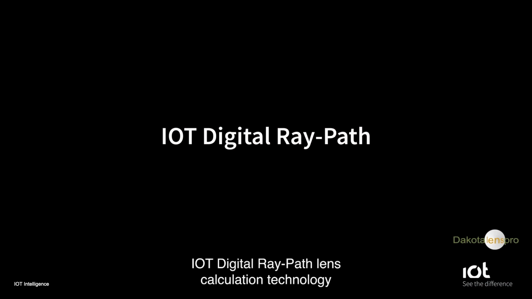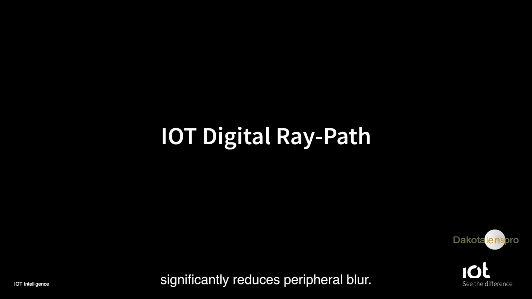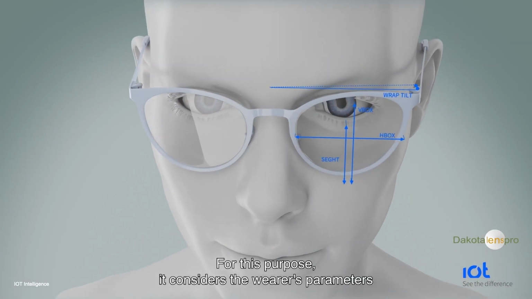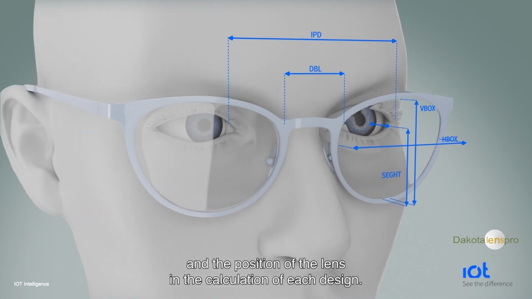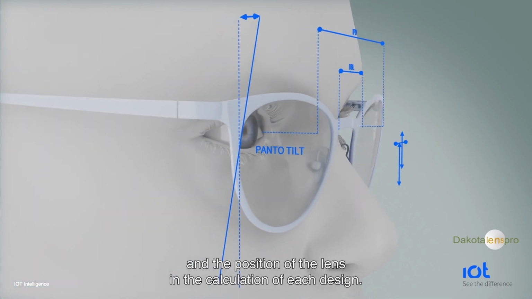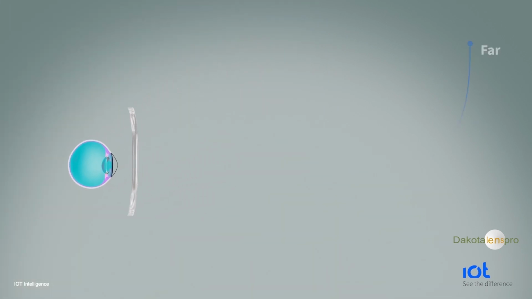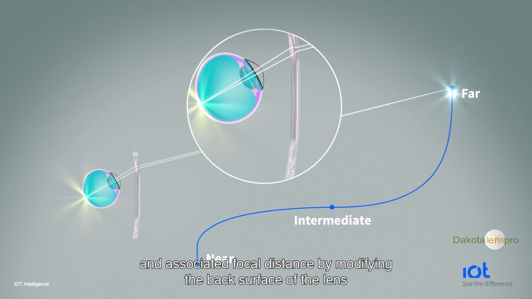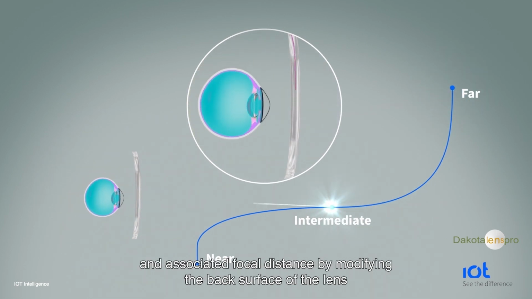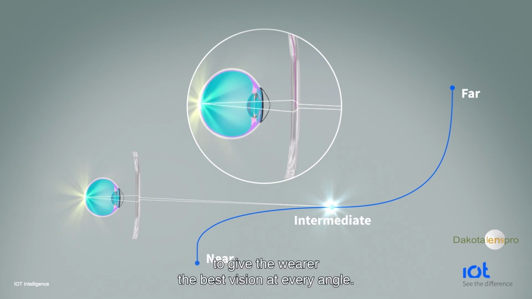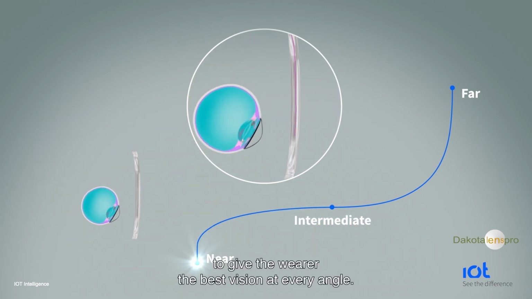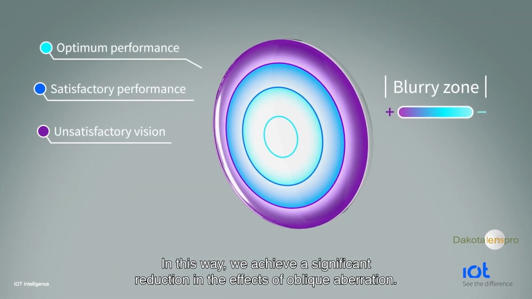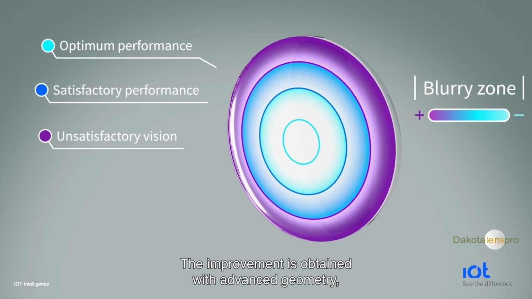IOT's digital ray path lens calculation technology significantly reduces peripheral blur. For this purpose, it considers the wearer's parameters and the position of the lens in the calculation of each design. Ray tracing simulates oblique aberrations for each gaze direction and associated focal distance by modifying the back surface of the lens to give the wearer the best vision at every angle. In this way, we achieve a significant reduction in the effects of oblique aberration.